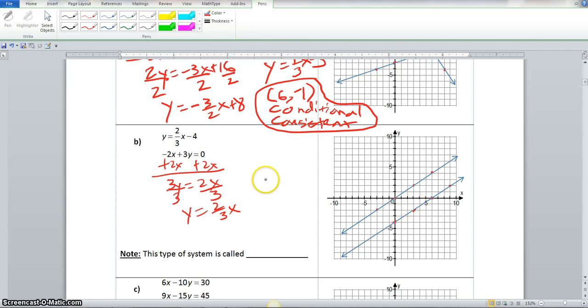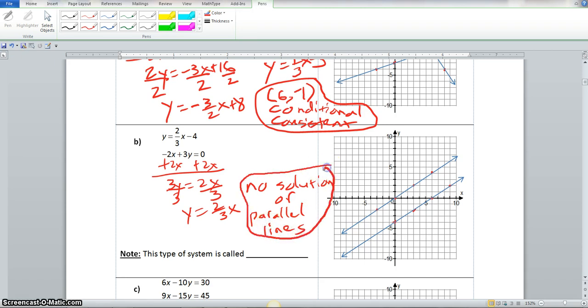So this would be considered, a lot of times, no solution. You could write no solution. Or sometimes, depending on the book, it would just say parallel lines as well. So either one of these answers would be acceptable. No solution or parallel lines. It says here, this type of system is called inconsistent.